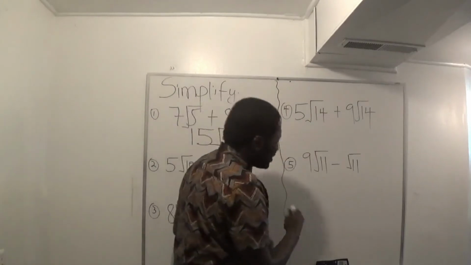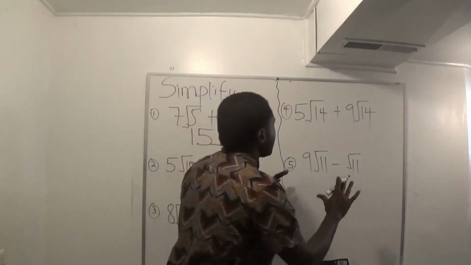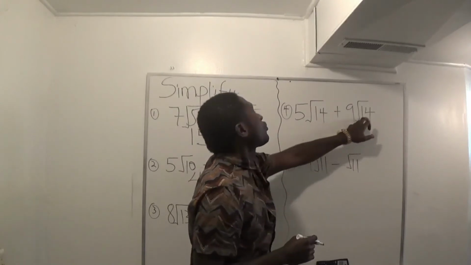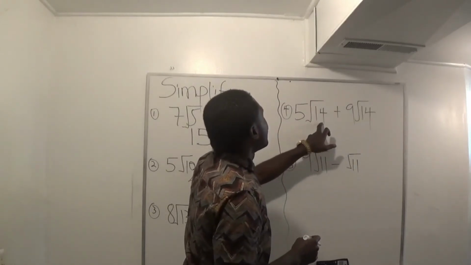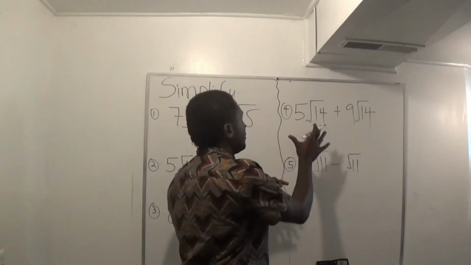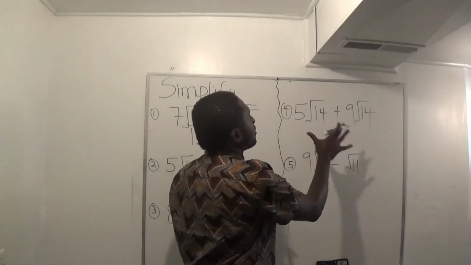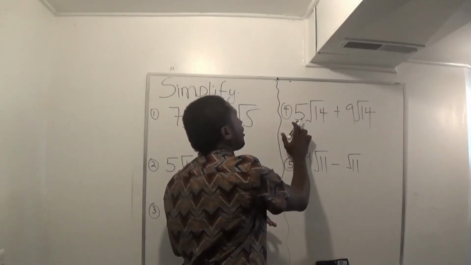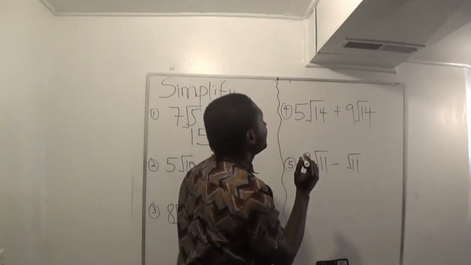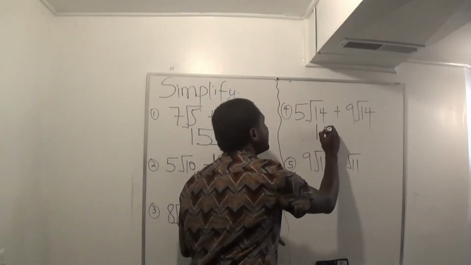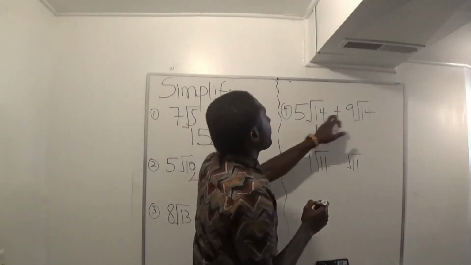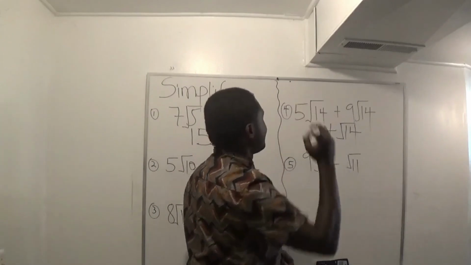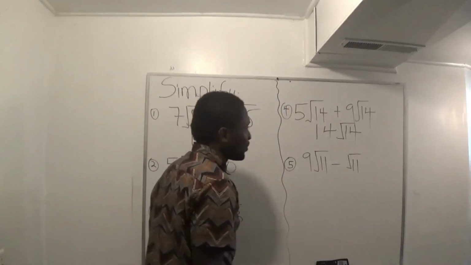Let me see this one. Let me just make sure if I really got this, okay? I know I got this. Alright, so again, I check these two right here. The square roots are the same. So that tells me these two are like terms. So I can then combine the numbers in front of the radicals. So I have 5 plus 9 is 14. And then I copy one of these. Square root of 14. I told you I got it.